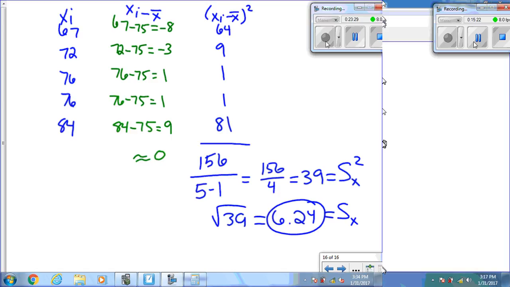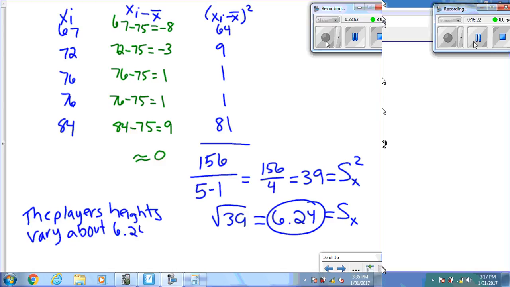The last thing it tells you to do is to interpret the meaning of the standard deviation. So the standard deviation is just an average variation. So the players' heights vary about 6.24 inches from the mean.